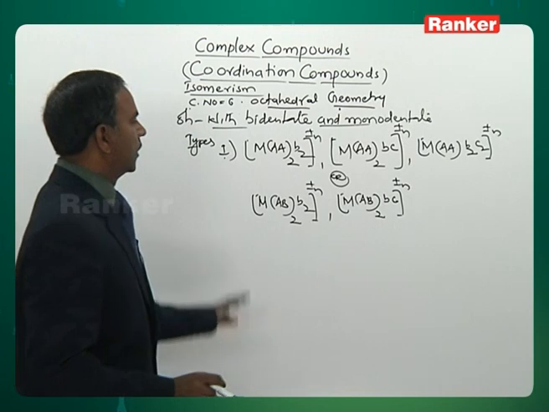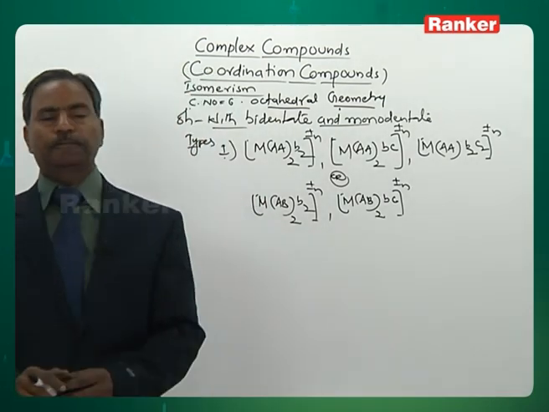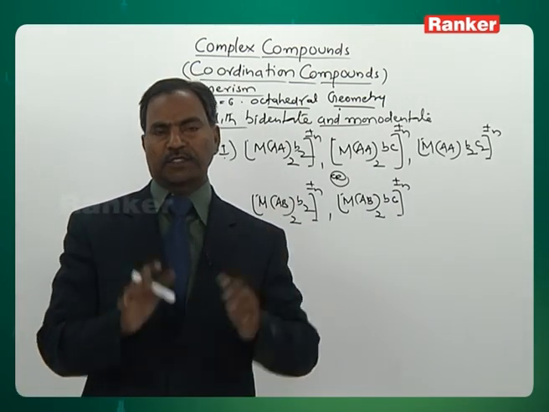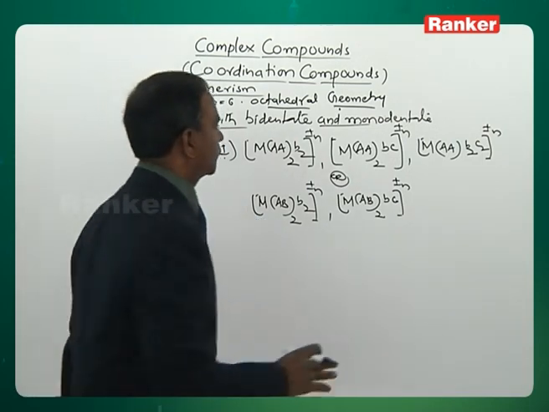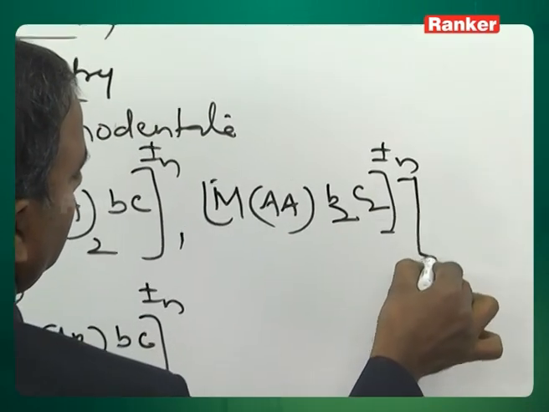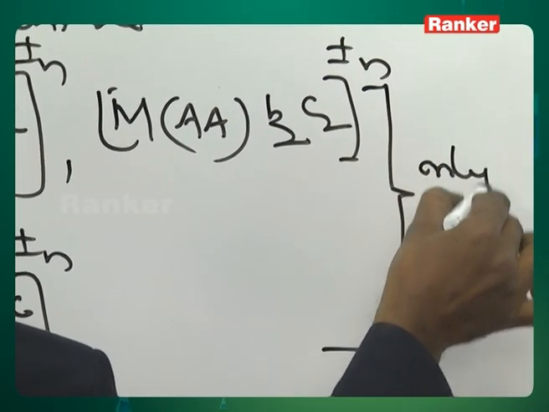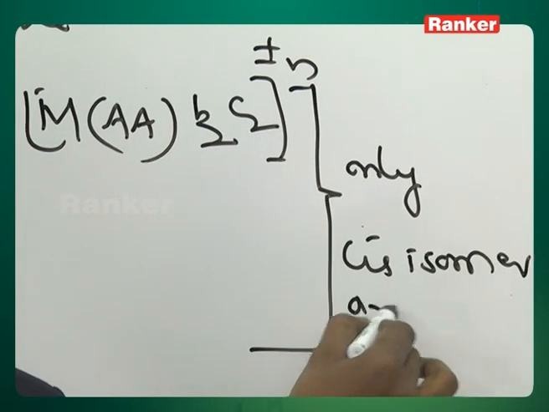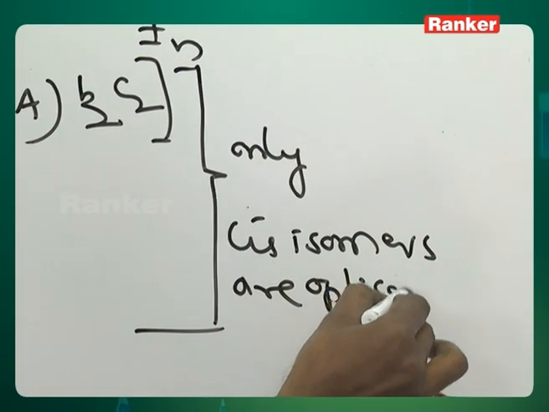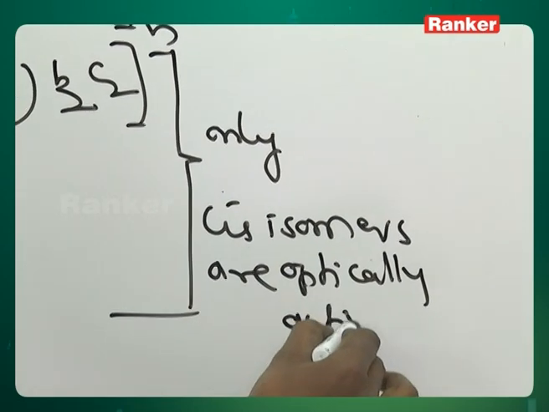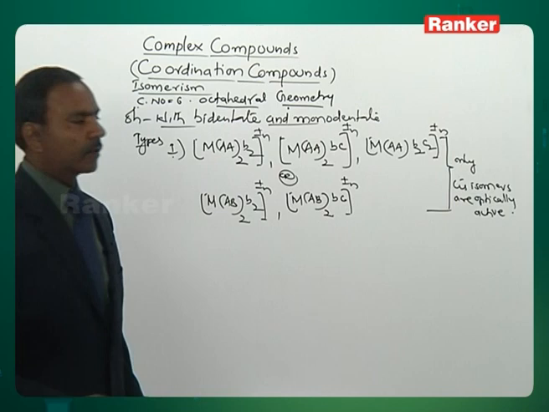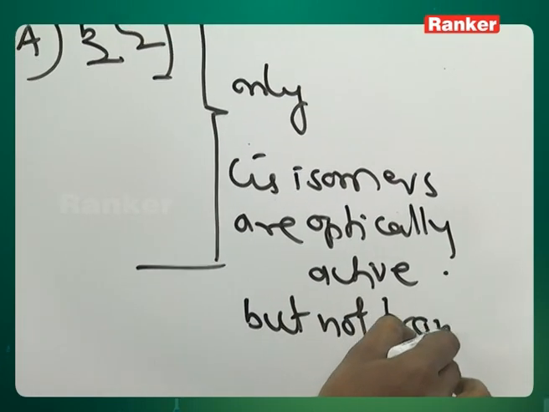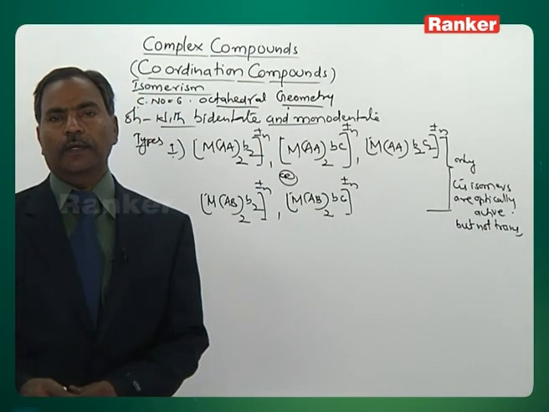One thing is important here: in all these complexes, only cis isomers are optically active but not trans. Let us write that particular point here. Only cis isomers are optically active but not trans. In all these cases, trans is not optically active, only cis is optically active.